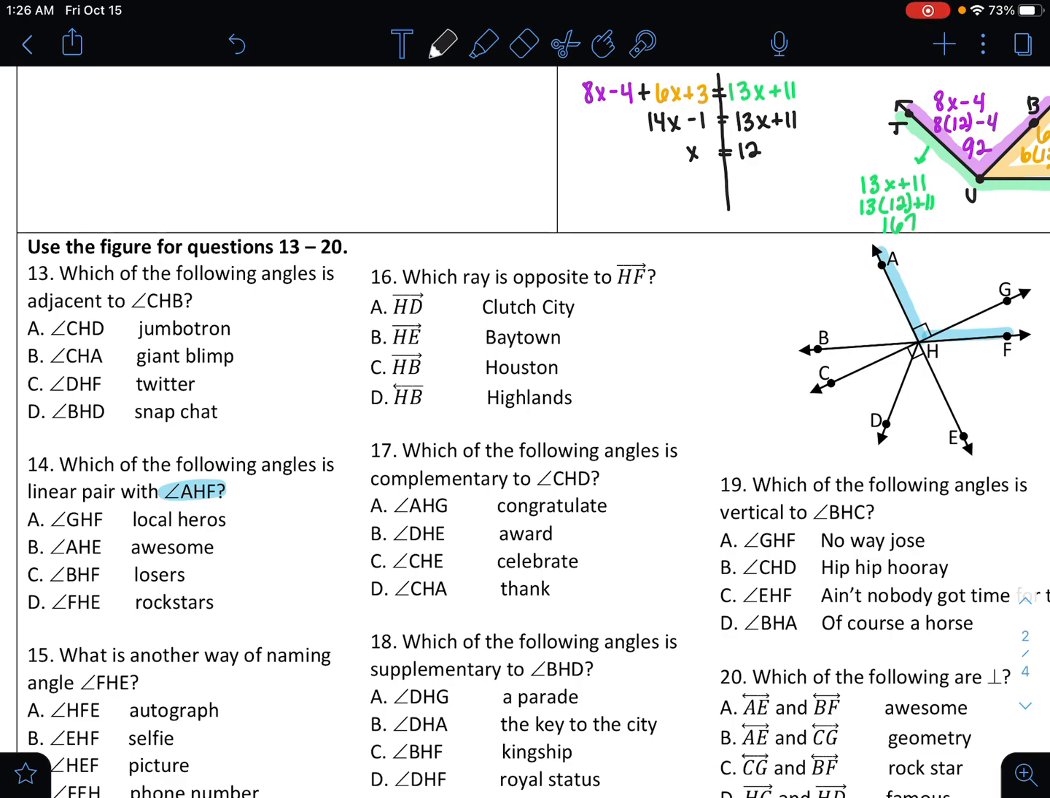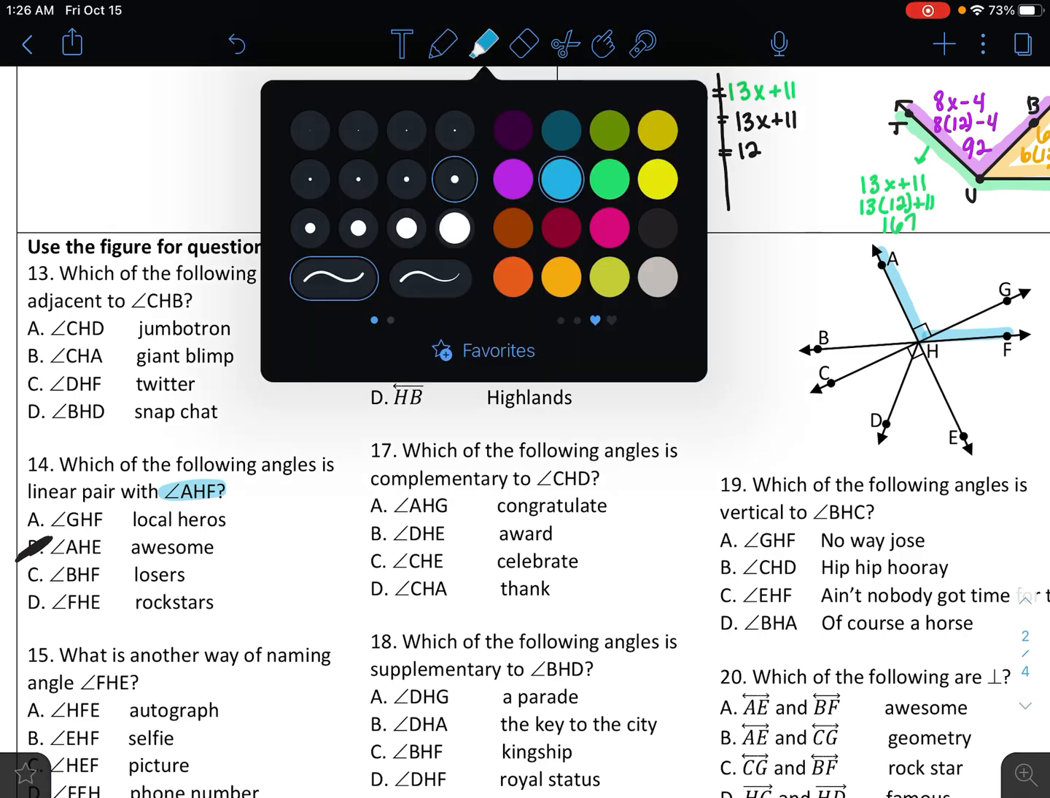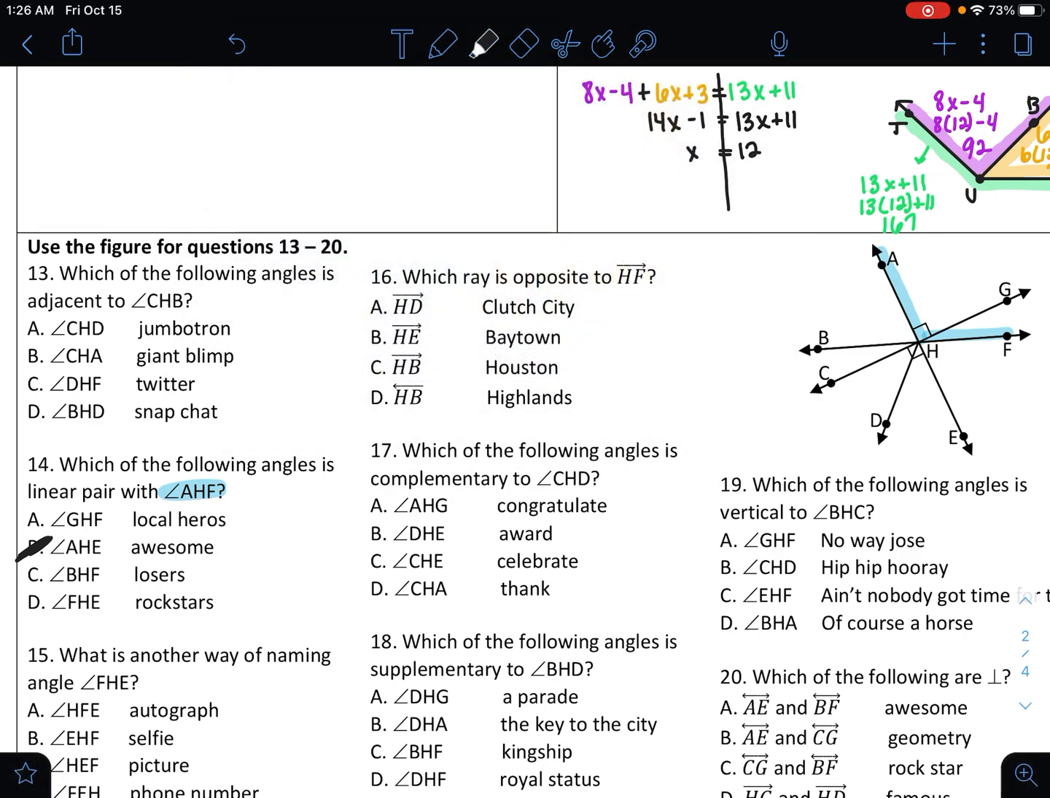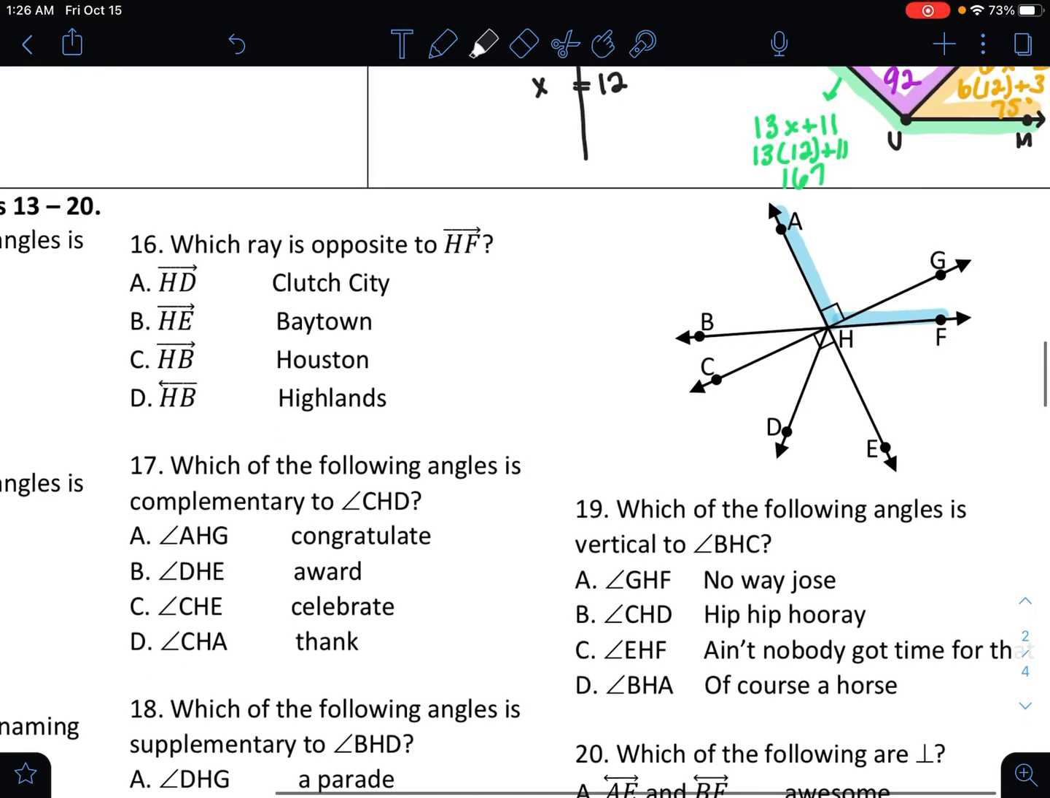It says BHA, BHF, AHE. Okay, so let's see. FHE, is there an FHE? Oh, there it is right there. Start highlighting these. All right, so since that was the answer, we're going to put rock stars for number 14. All right, next is 16. Which ray is opposite to HF?